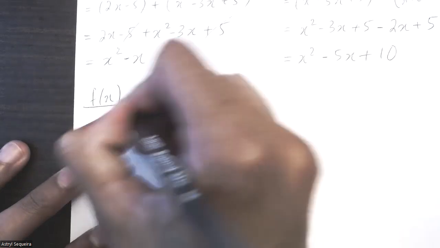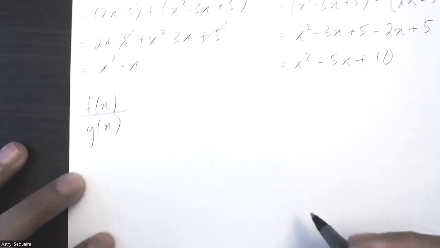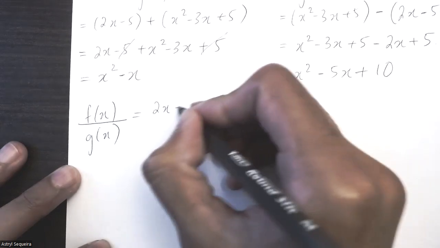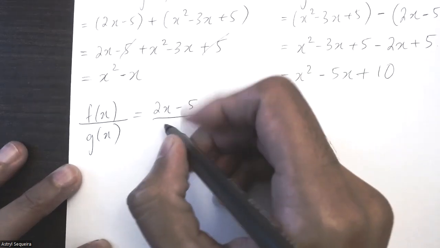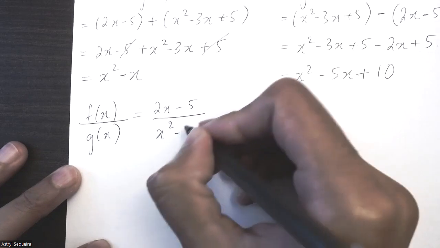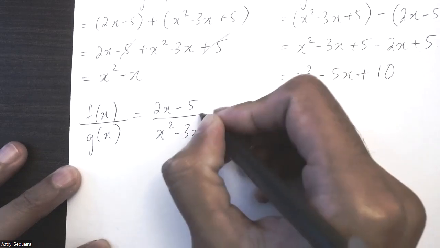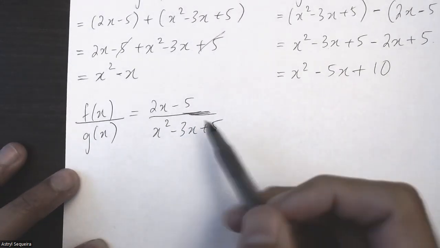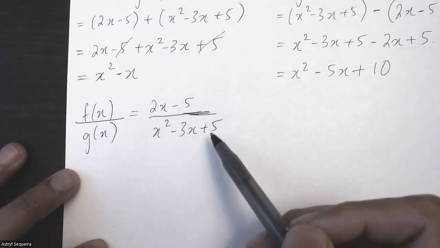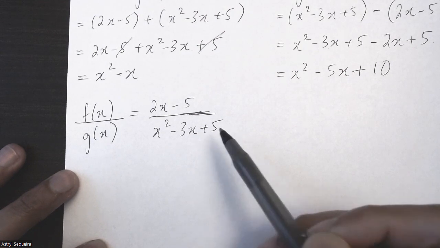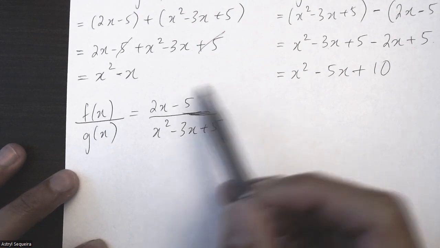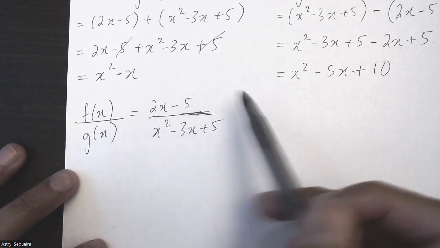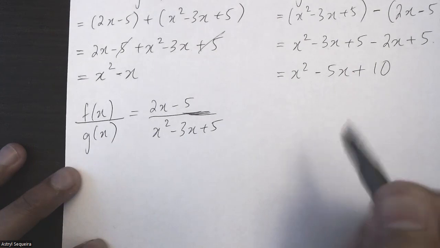Third one is f of x divided by g of x. So I'll start by just writing it out as 2x minus 5 over x squared minus 3x plus 5. And then what you want to do is try and factor anything if possible. But if you notice here, you can't really factor the bottom because nothing multiplies to 5 and adds to negative 3. So this is my final solution over here. If you could factor, you would factor and then cancel out like terms.